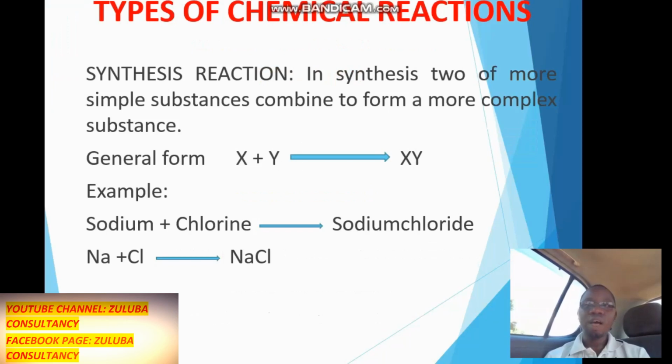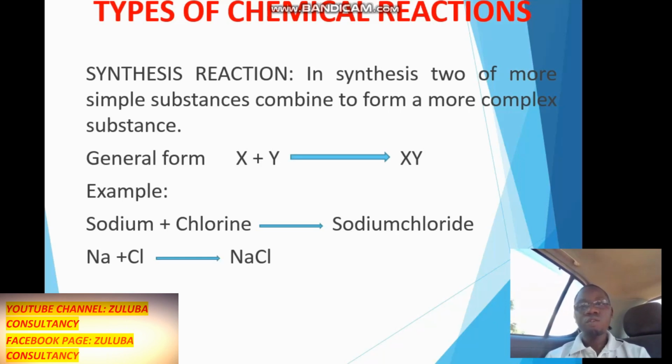Let's start with the first type of chemical reaction. The first type of chemical reaction is the synthesis reaction. Now, what is a synthesis reaction? In this reaction, one or more simple substances combine to form a complex substance.